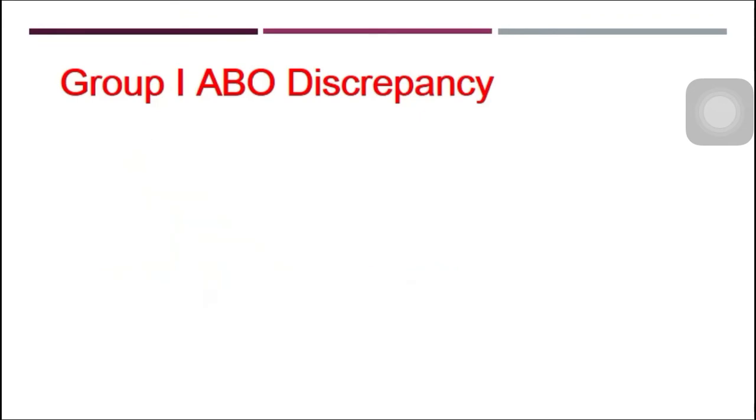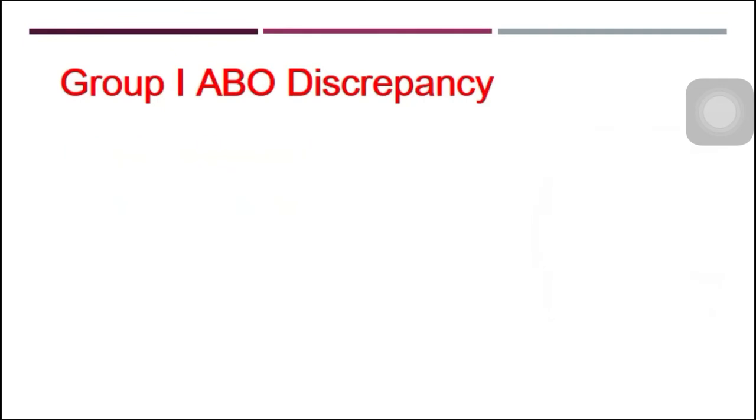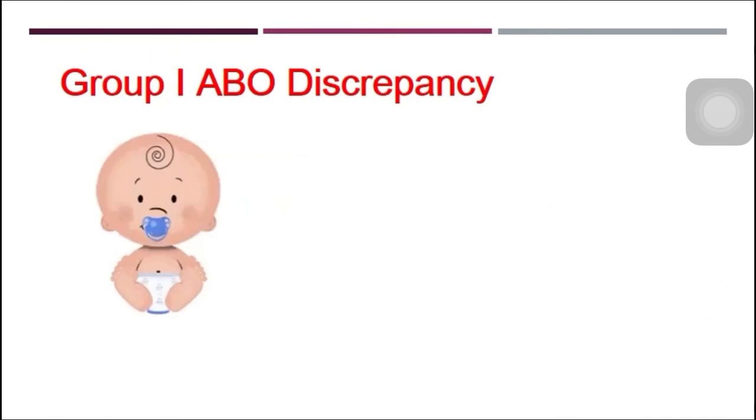Now, for Group 1 ABO discrepancy, how do we resolve this problem? Simply, we check the patient's history. If you encounter this problem, you might consider the age of the patient. The sample might be from a newborn. Remember, newborns would not have ABO antibodies in the serum until the age of 4 to 6 months.